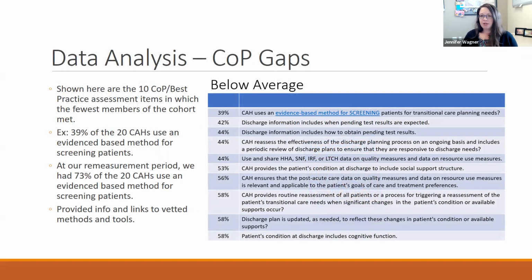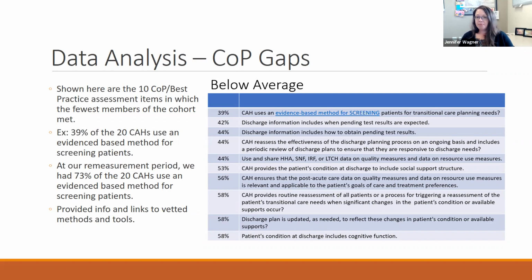So the first piece we looked at was identifying gaps for the conditions of participation. And this is just an example of some of the data we pulled out of the cohort. Shown here are the 10 assessment items in which the fewest members of the cohort met. So that's how we identified where to start with education and encourage them to use this to identify where to start in their performance improvement.